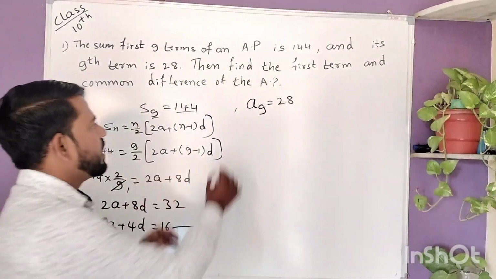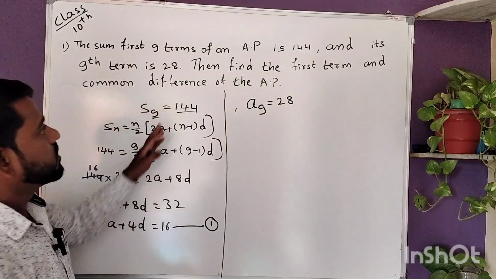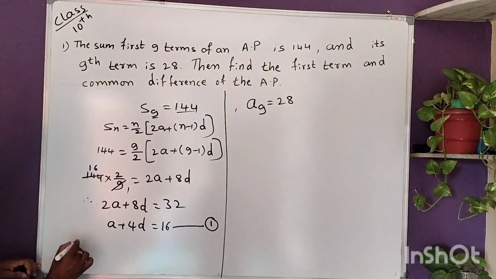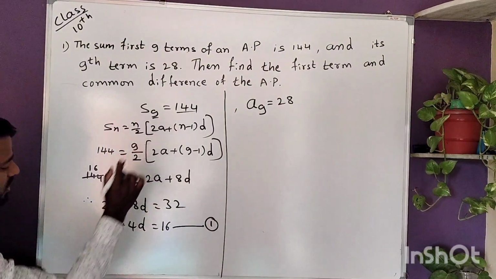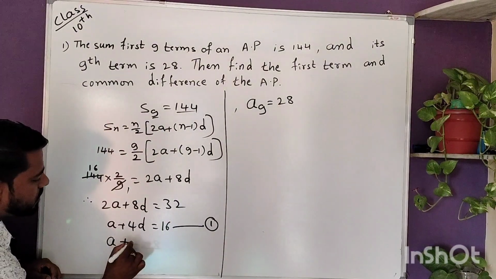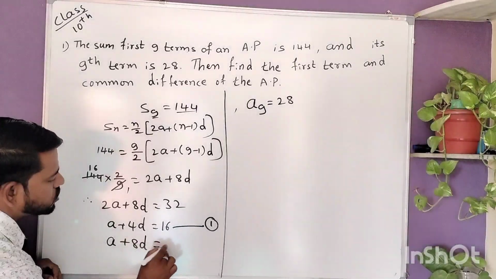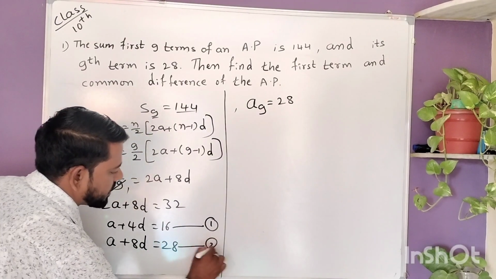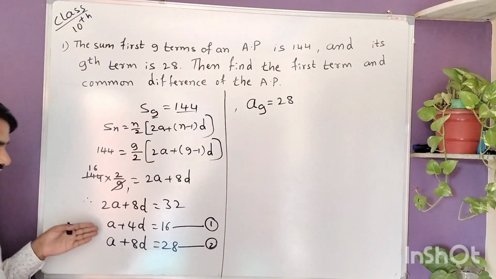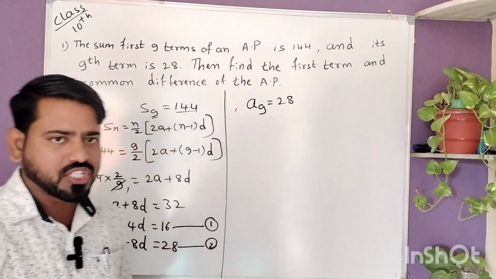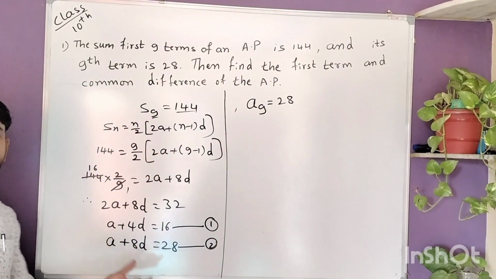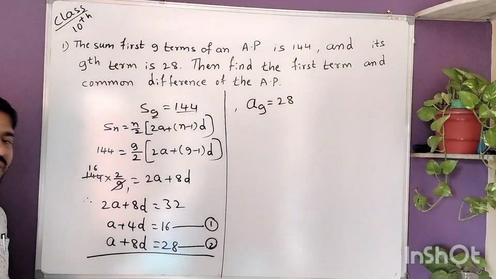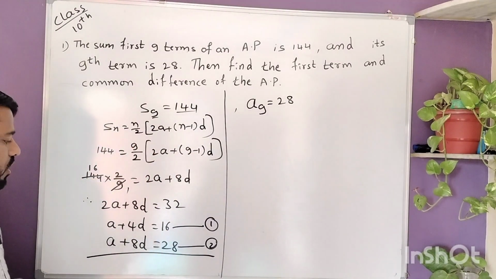Now they gave another relation. The ninth term is 28. I write this one and make one more equation. Ninth term is written a plus 8d is equal to 28. So I call this equation number 2. Now we get a pair of linear equations. You already know how to solve a pair of linear equations. Just in that way you solve these two equations, you get the value of a and d.